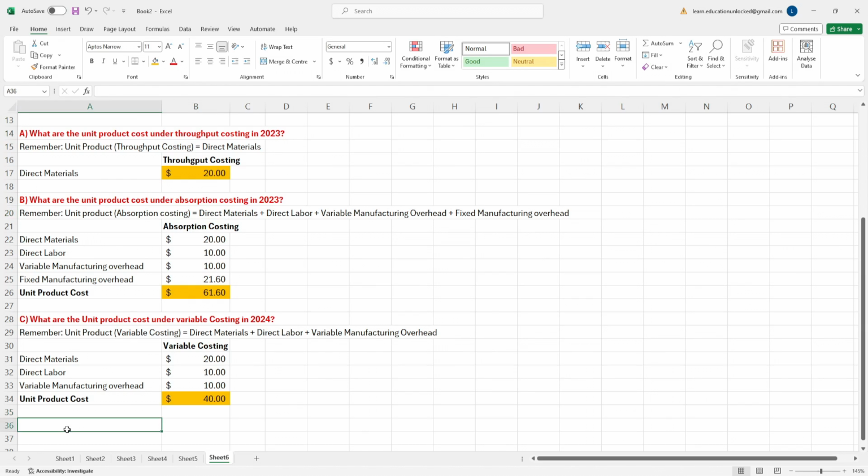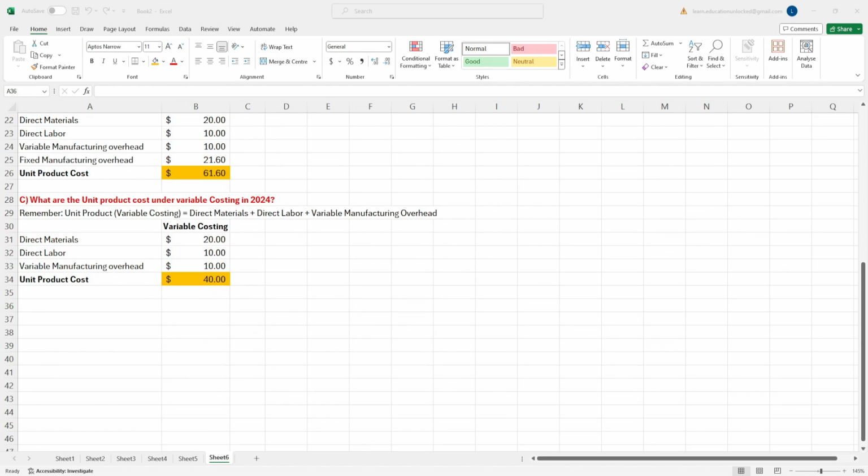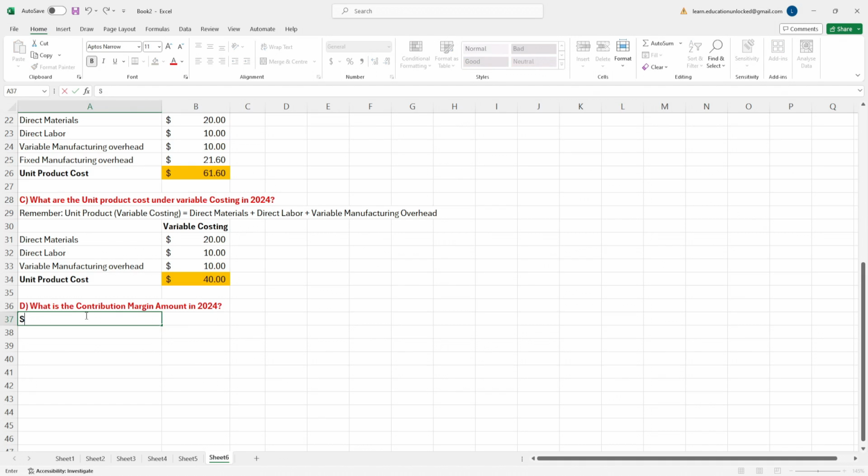All right, so this brings us to our question D. What is the contribution margin amount in 2024? To do this, I'll write it down into steps. So step 1, let's write our knowns. Our formula for contribution margin is equal to sales minus your variable cost.